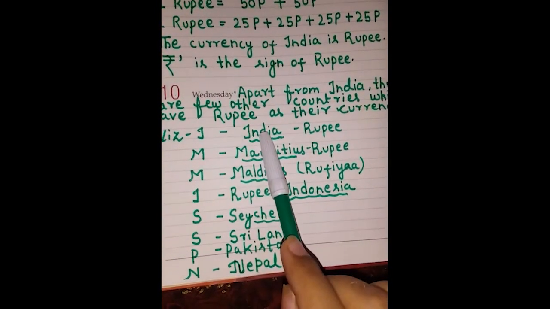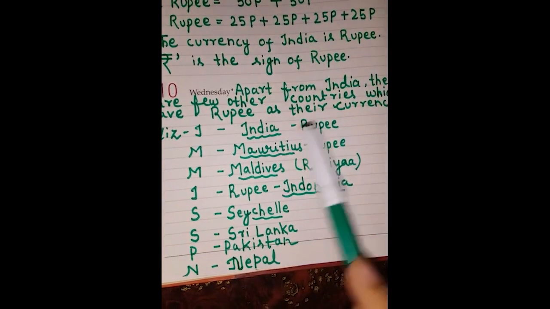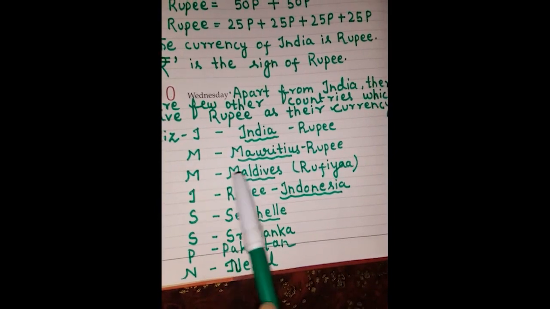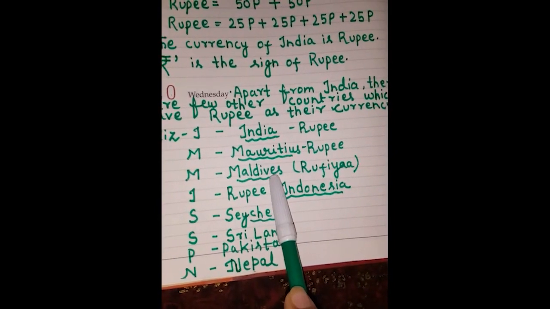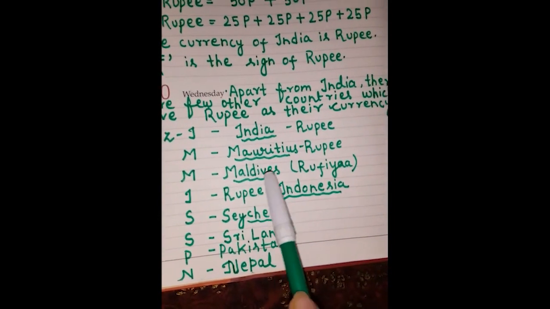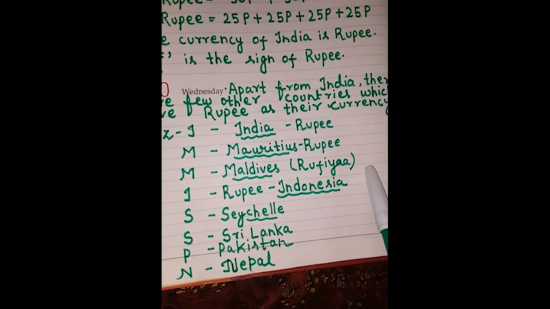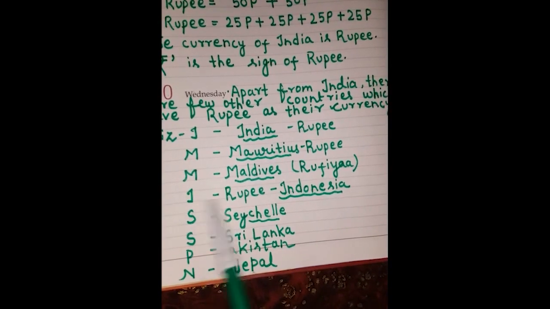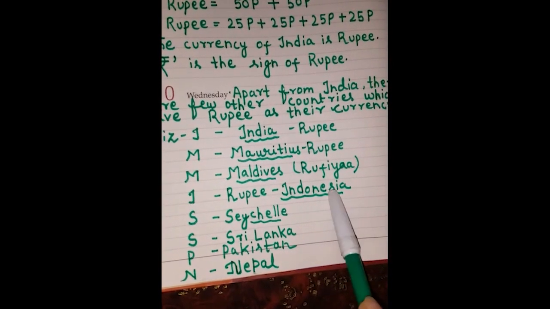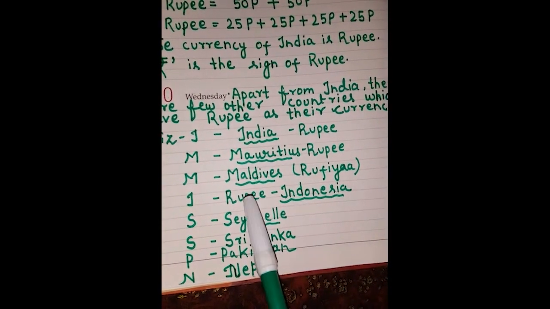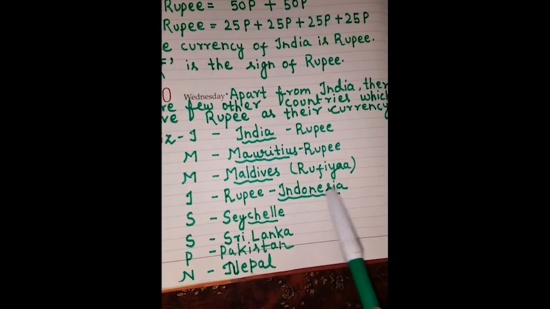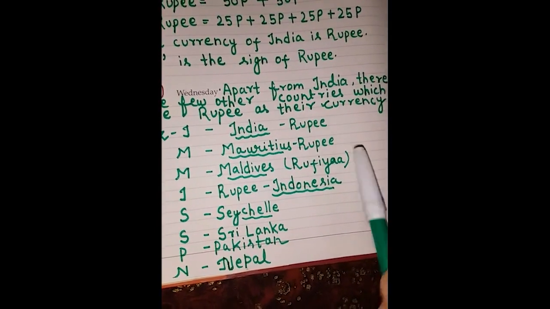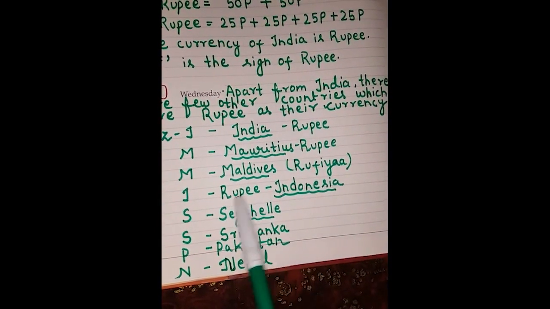That means India's currency is the rupee. Mauritius's currency is also the rupee. Next, M is Maldives. Its currency is undoubtedly the rupee, but it is pronounced rufiya. And the currency of Indonesia is also the rupee, but it is pronounced rupiah. Okay, the Maldives currency is rufiya and the Indonesian currency is rupiah.